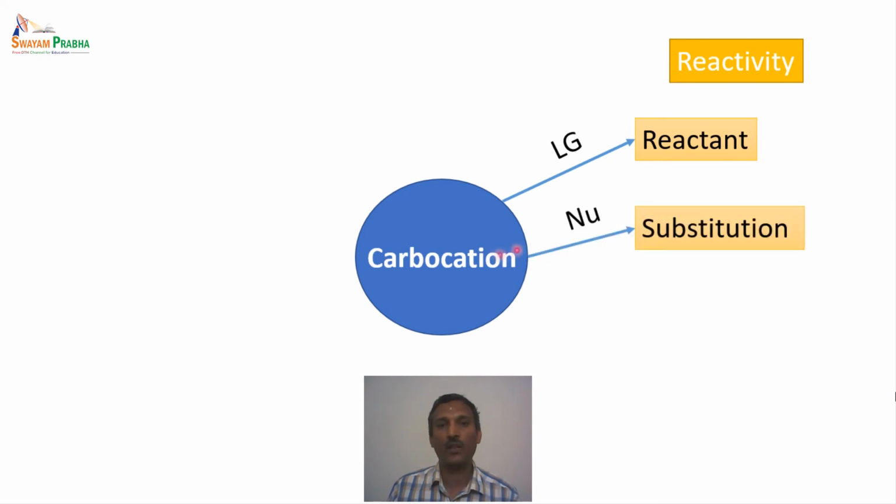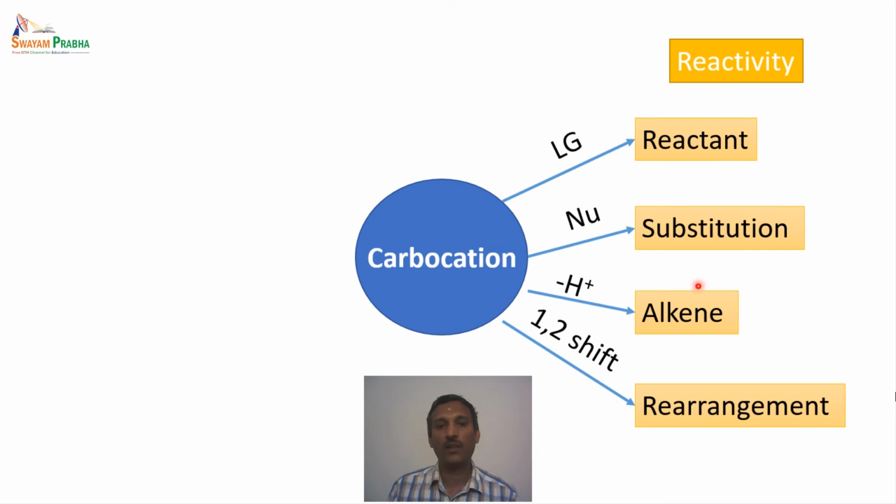Then the carbocation can be attacked by the nucleophile to give the substituted product. So this is also possible. This is the one we are actually looking for in the nucleophilic substitution reactions. Then the carbocation can lose a proton to give an alkene or olefin. This is also possible. Then the carbocation can also undergo 1,2 shift or rearrangement. These are all some of the reactions of the carbocation.